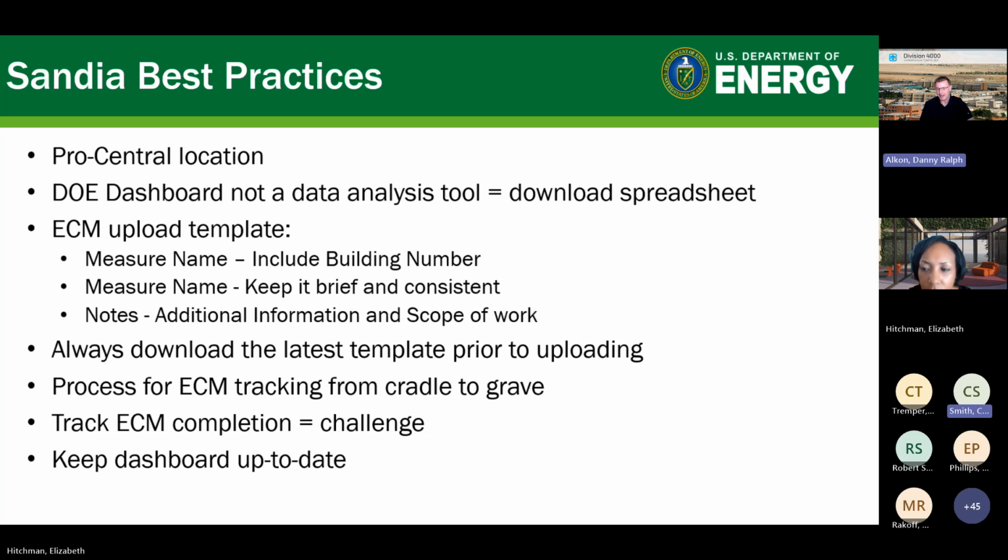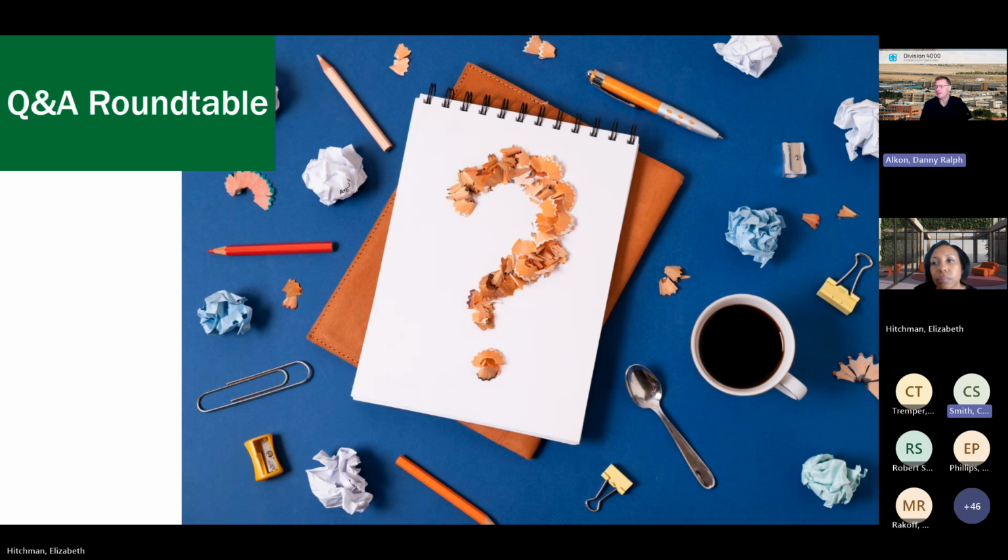And then very important to keep that dashboard up to date. At some point, we had 1,600 ECMs on there. This last year, we've been cleaning it up, and we're down to about 600 ECMs. So that is our Sandia best practices. And yeah, feel free to contact me if you have any further questions.